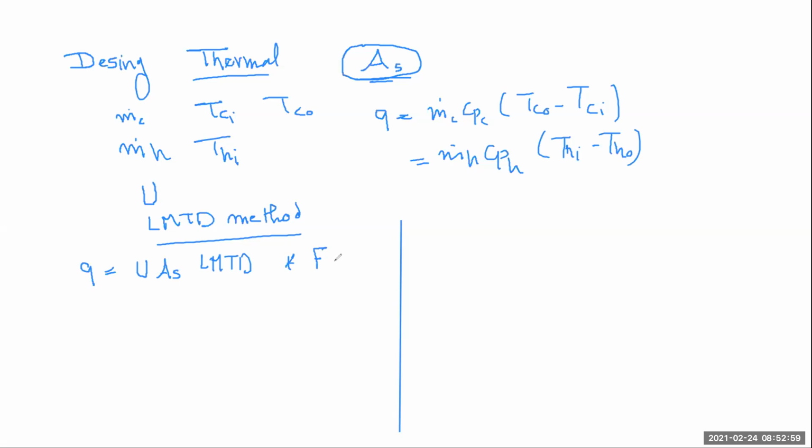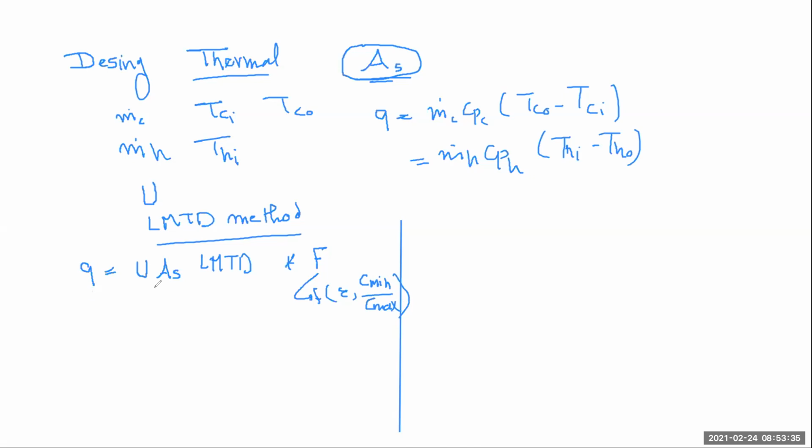The temperature correction factor is given in tables or charts as a function of the effectiveness and the capacity ratio, which is C minimum over C maximum. This is given in tables or charts. For double pipe heat exchangers, the value of the factor is 1. Otherwise, it is dependent on this value.